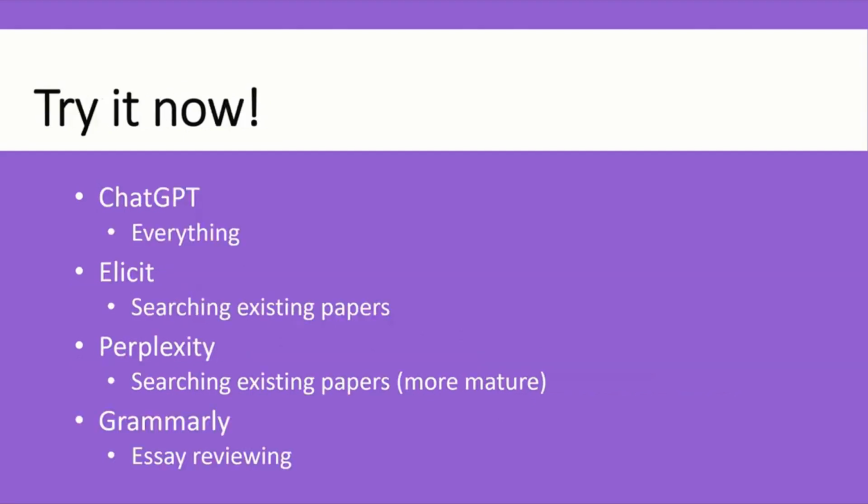And here are some specific tools that we covered today. ChatGPT is good for a lot of things. Elicit is a bit more specialized and it's good for searching existing papers or summarizing them. Perplexity does something very similar. It's just that Perplexity is a bit more mature, and so that means it's less likely to be wrong or have inaccuracies. And finally, Grammarly is really good for reviewing your essay and rewriting certain parts of the essay that you may not like.